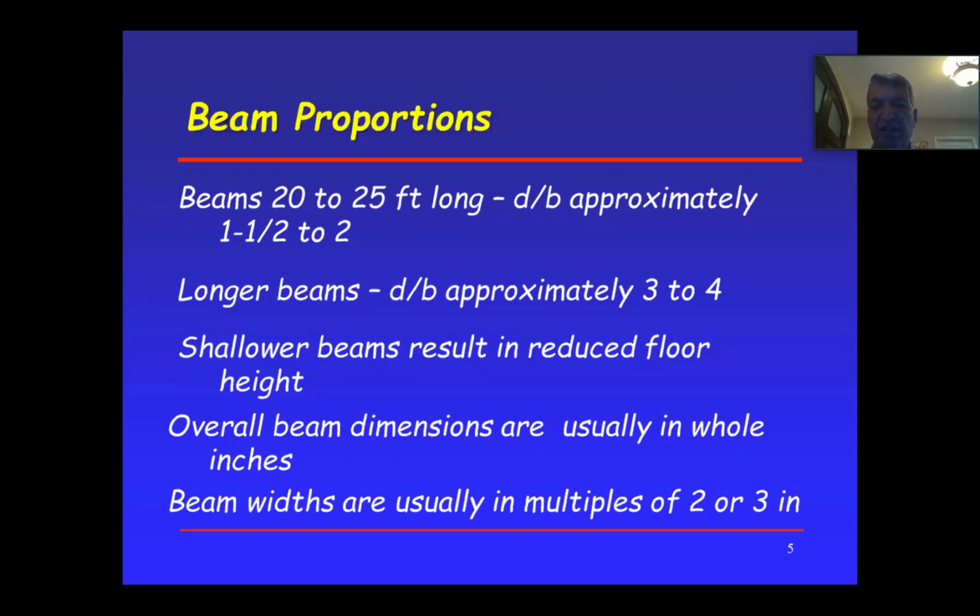Overall, beam dimensions are usually in whole inches. You don't make a beam that is 11.75 inch by 21.625 inch. No, whole numbers. You round up. Okay. Beam widths are usually in multiples of 2 or 3, like 12, 14, 16. We usually like even numbers. You can use odd, but we usually like even numbers: 10, 12, 14, 16, 18, and all that stuff. You can use odd, no problem. Those are just guidelines for when you start proportioning the beams, and you will see how we do that in examples.